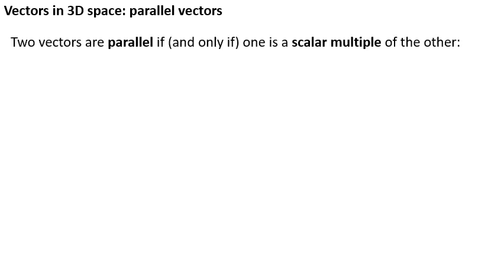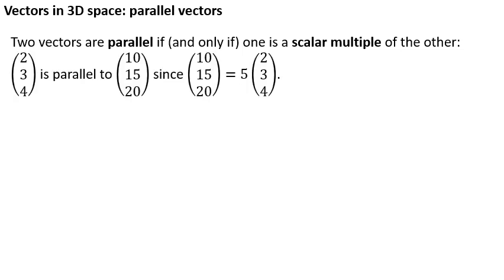Now let's look at parallel vectors. Remember, the idea behind parallel is same direction. These vectors need to be pointing in the same direction. This is how we determine from a vector written in column form whether it is parallel to another vector written in column form. We can check to see if one of the vectors is a scalar multiple of the other. For instance, 2, 3, 4 is parallel to 10, 15, 20, since 10, 15, 20 is just 5 times the size of 2, 3, 4.